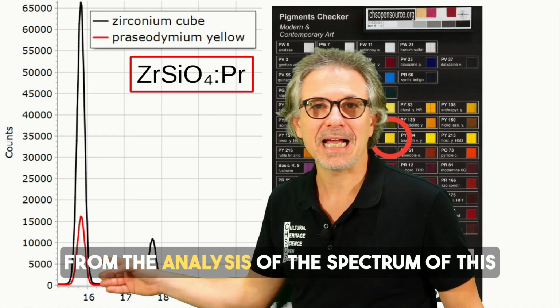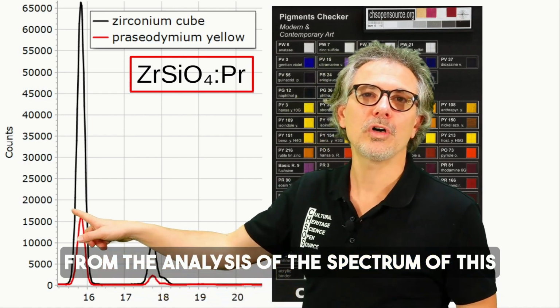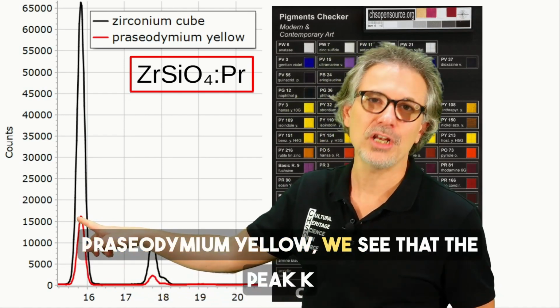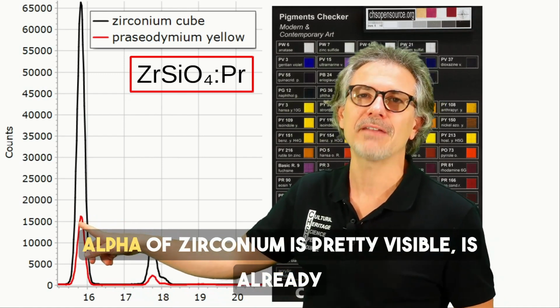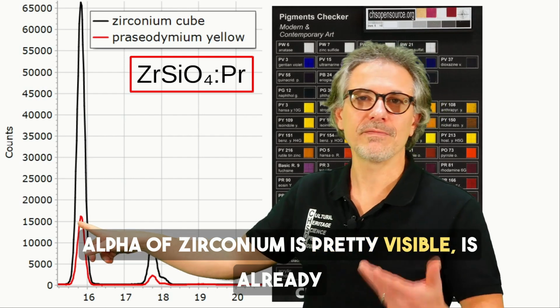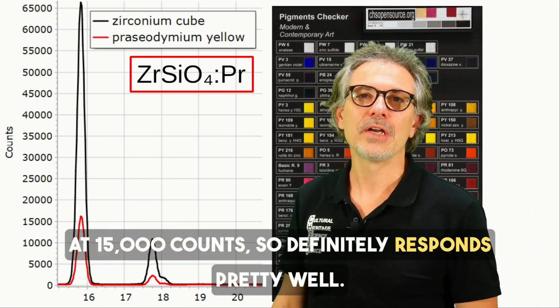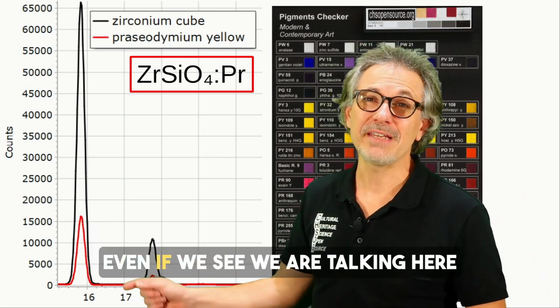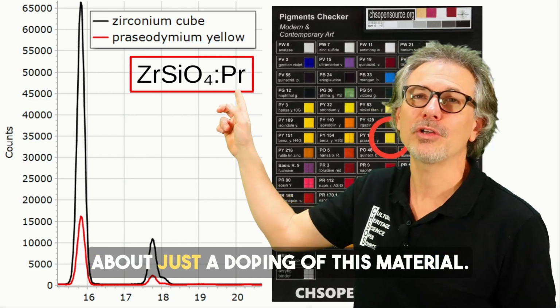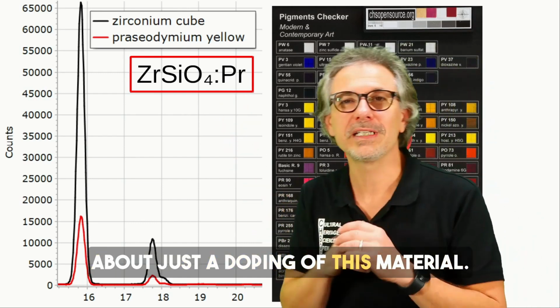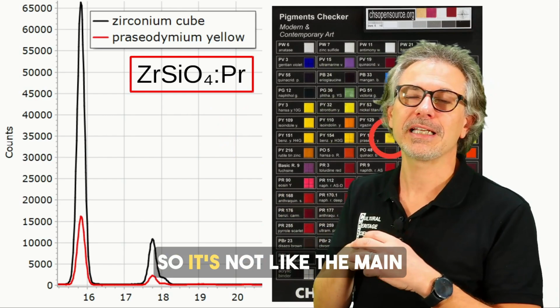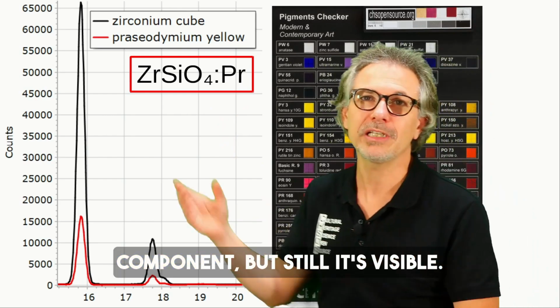From the analysis of the spectrum of this praseodymium yellow, we see that the K alpha peak of zirconium is pretty visible, already at 50,000 counts, so it definitely responds pretty well, even if we are talking here about just a doping of this material. So it's not the main component, but still it's visible.